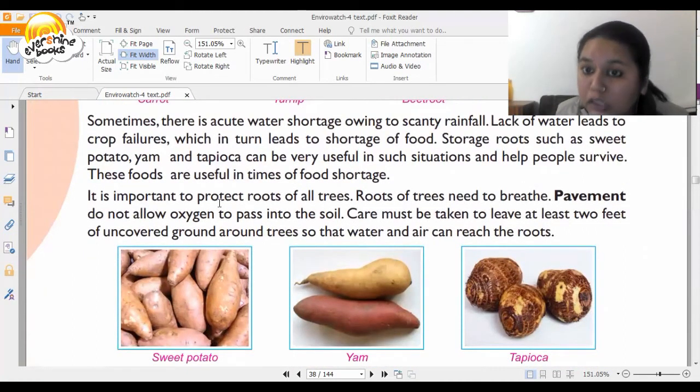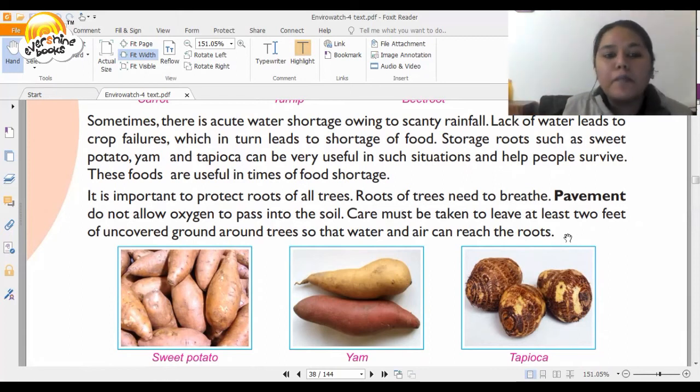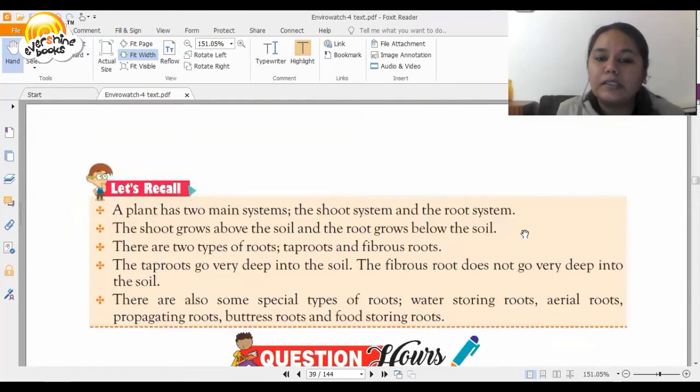It is important to protect roots of all trees. Like I told you, if you have pain in your leg or if you have hurt your leg, can you stand straight or can you stand very easily? No. So is the case with plants. If their roots are not strong enough, the plant or the tree is likely to fall. Pavements do not allow oxygen to pass into the soil. Care must be taken to leave at least 2 feet of uncovered ground around trees so that water and air can reach the roots.